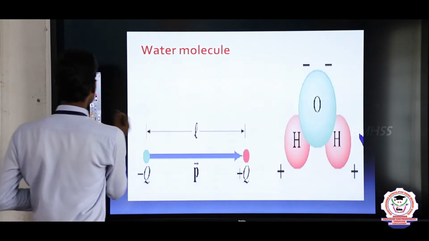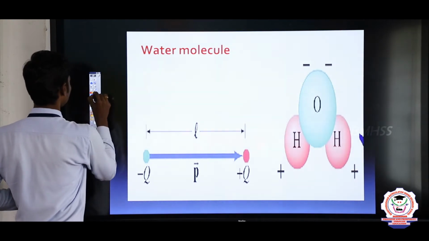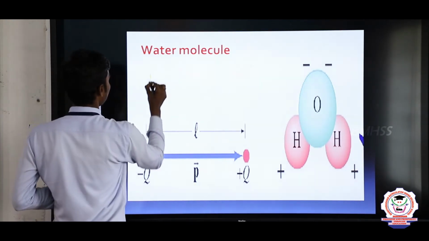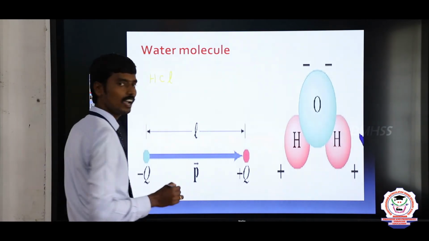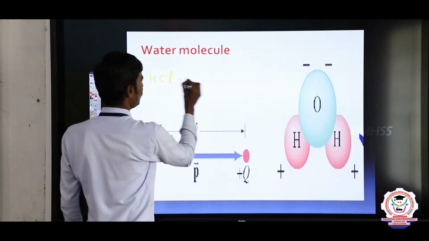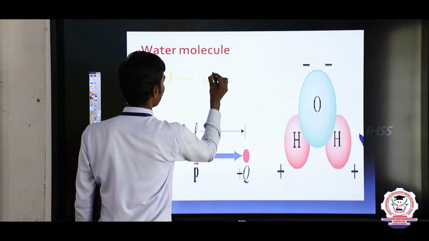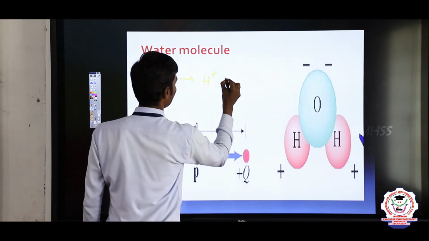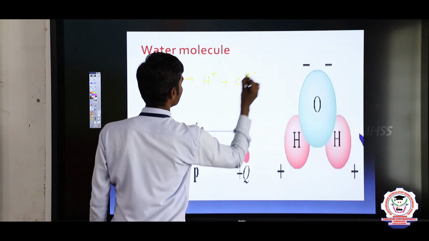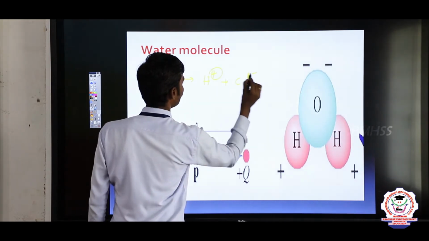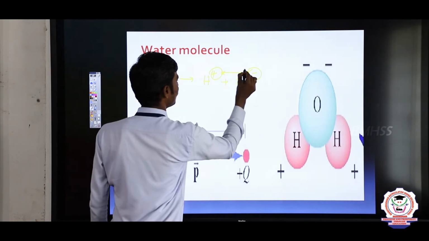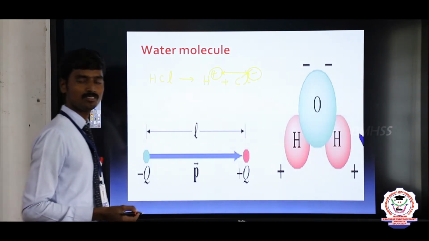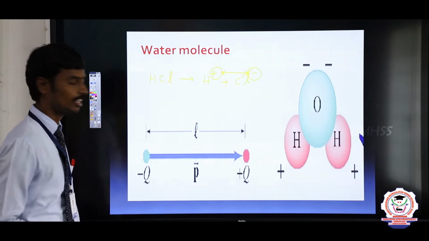See, another example also: HCl, which means hydrochloric acid, H plus ions and Cl minus. Here the positive charge and here the negative charge, separated by a small distance, act as an electric dipole. Okay, it's an example of an electric dipole.